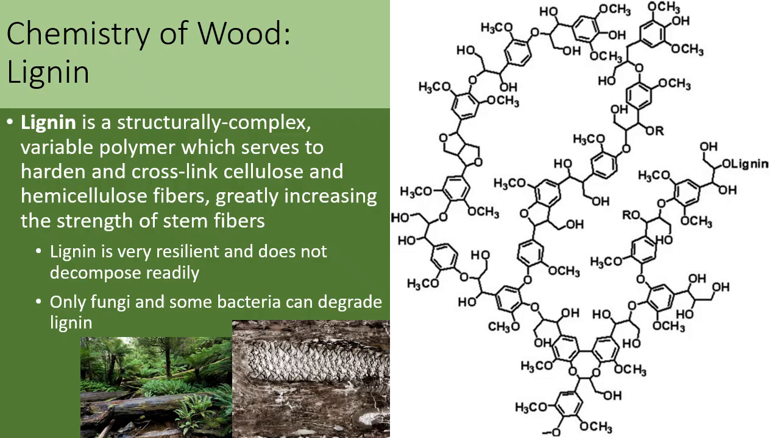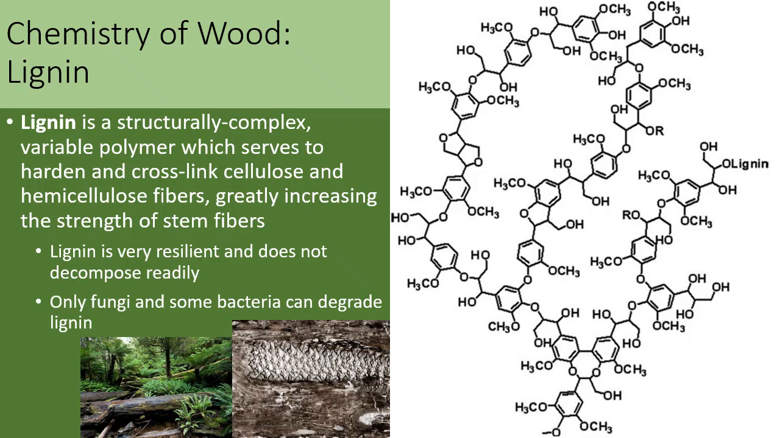The last component of wood that I want to talk about is lignin. Lignins are really structurally complex. There are a couple of different main alcohols that bond together over and over and over again to build these really large, complex lignin molecules. Basically, lignin hardens and cross-links cellulose and hemicellulose fibers, which really increases the strength of fibers in the stem. Another really cool thing about lignin is that it's super resilient and it's really challenging to decompose.